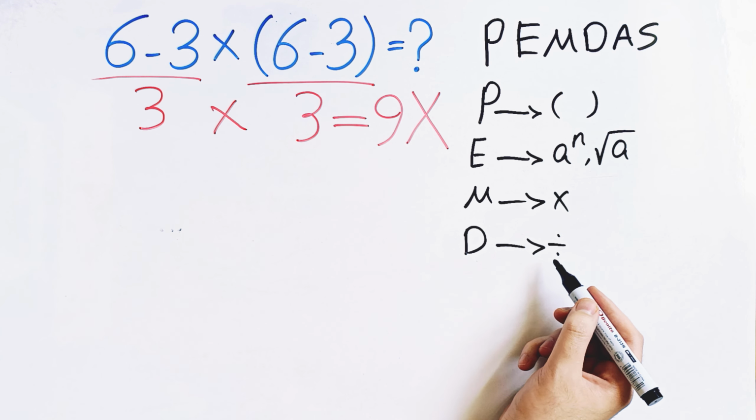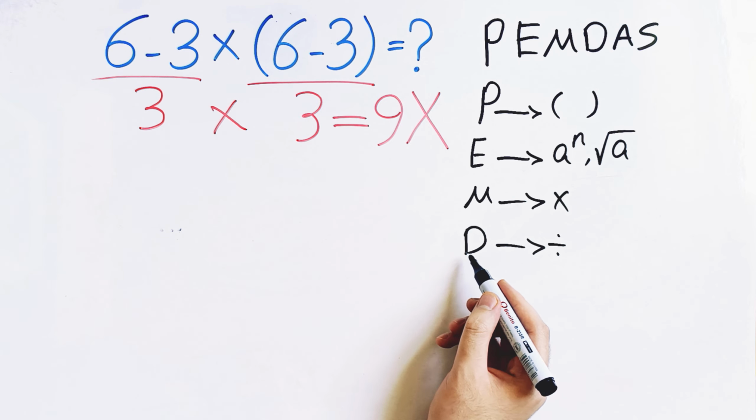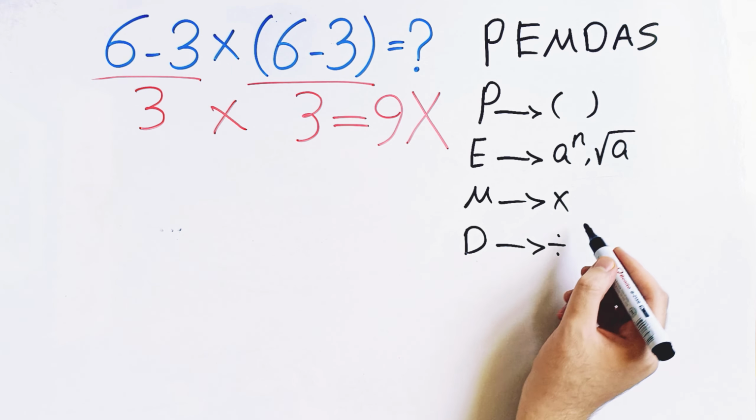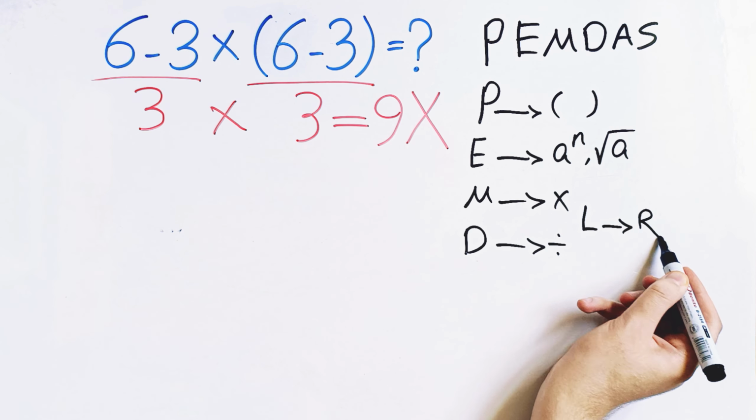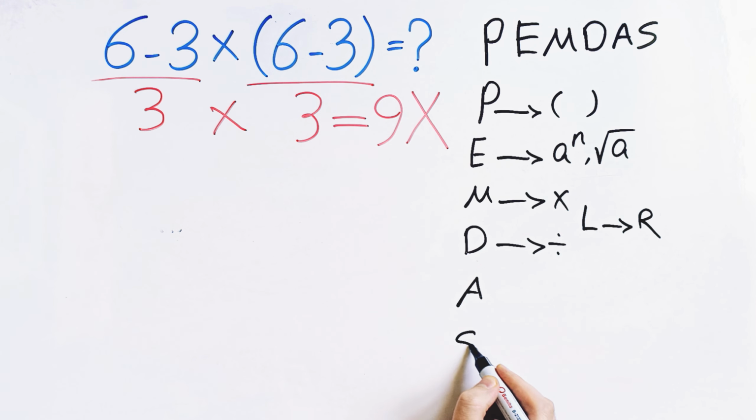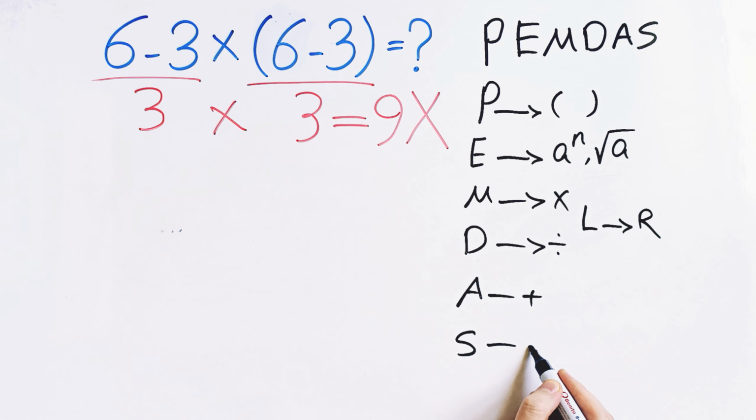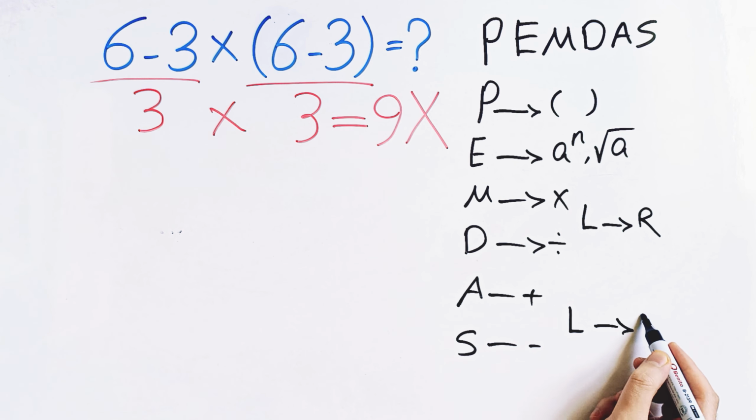These two are on the same level, so you just solve whichever one comes first from left to right. Finally, you get A and S for addition and subtraction, which work the exact same way. You just finish them up from left to right.